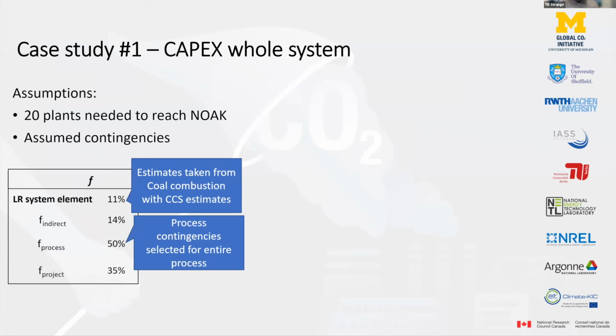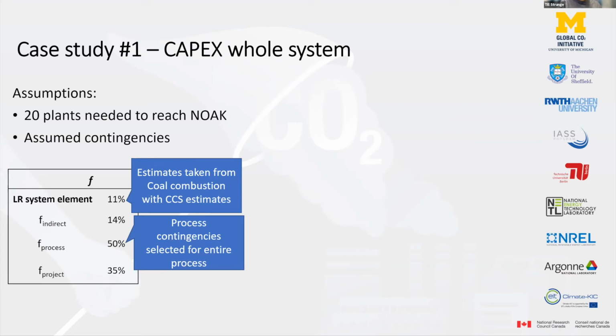What we first did is we looked at the capital cost of the system and the learnings of the capital cost. So we assumed that we would have 20 plants being built until we reach the nth-of-a-kind status. That can also be transferred into a percentage of cement plants that will use it. I will show it to you later. Then we have to assume the contingencies. For our first approach, we were looking into whether it's possible to just take learning rates from a similar plant and apply these.